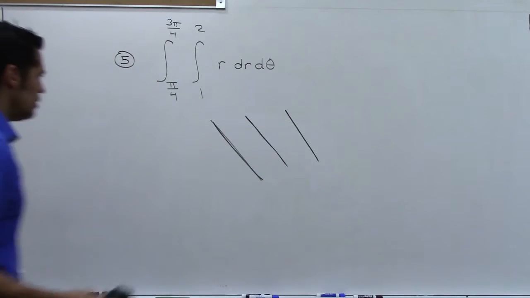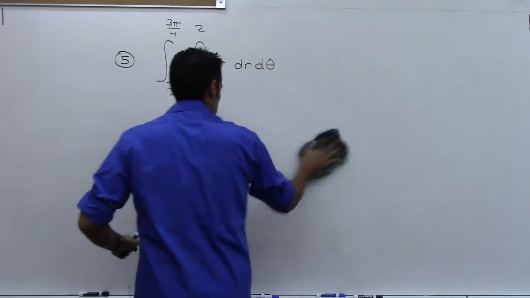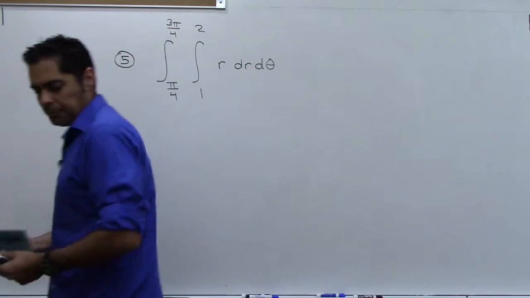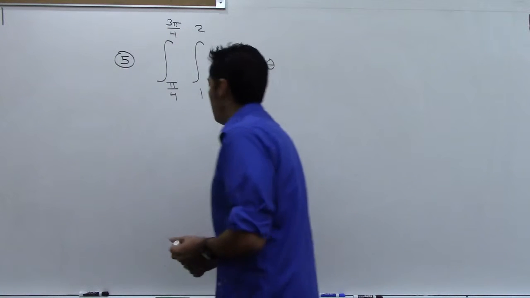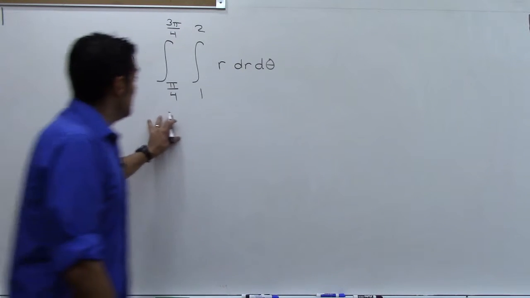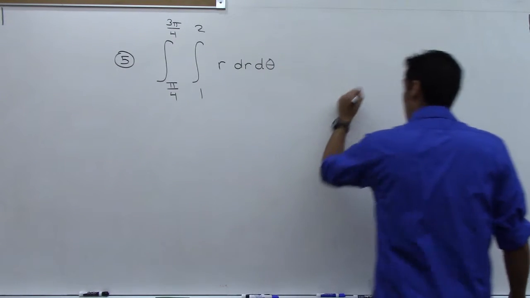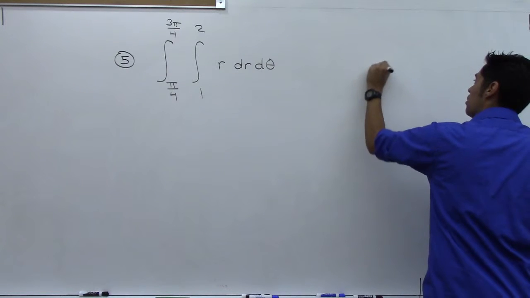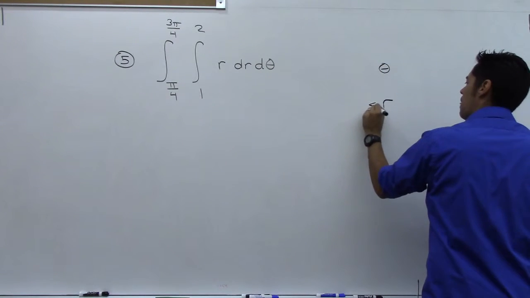Working on 12-3, double integrals in polar coordinates. Starting out here with number 5, we're asked to sketch the region and then evaluate this integral. So taking a look at this, let's try and come up with what the restrictions on theta and r are.